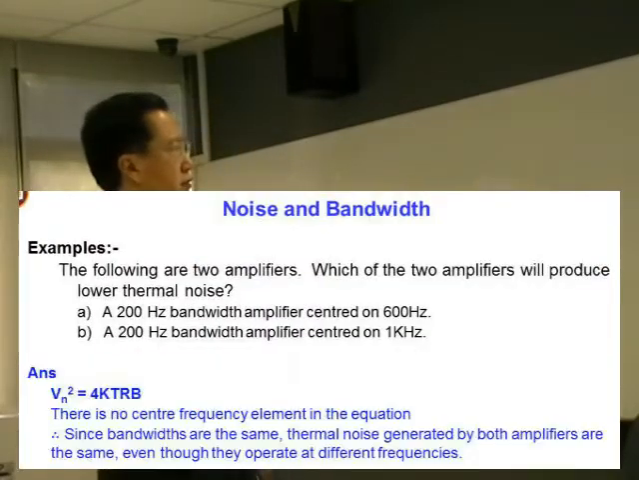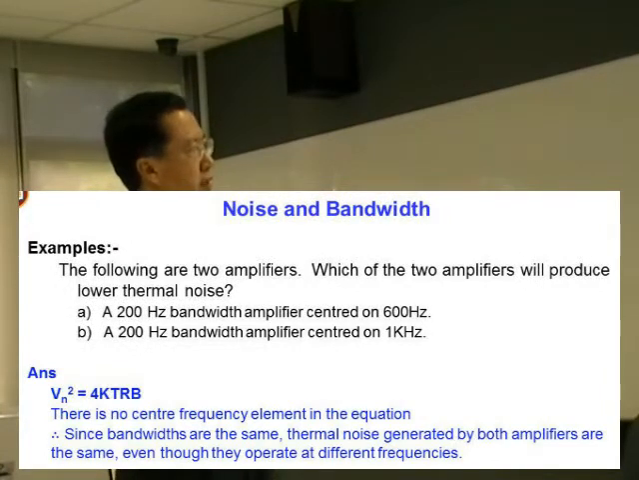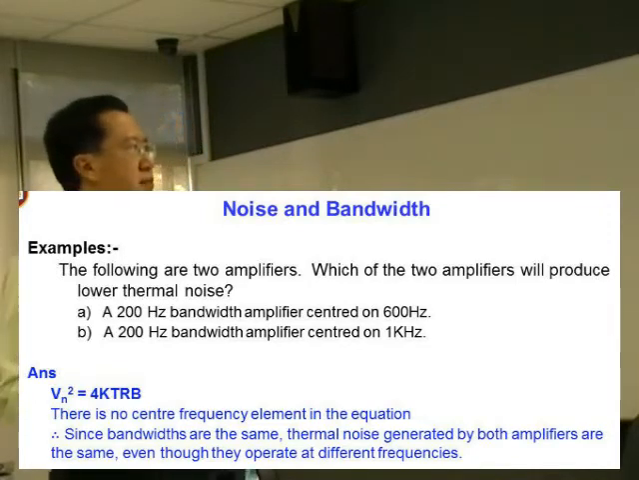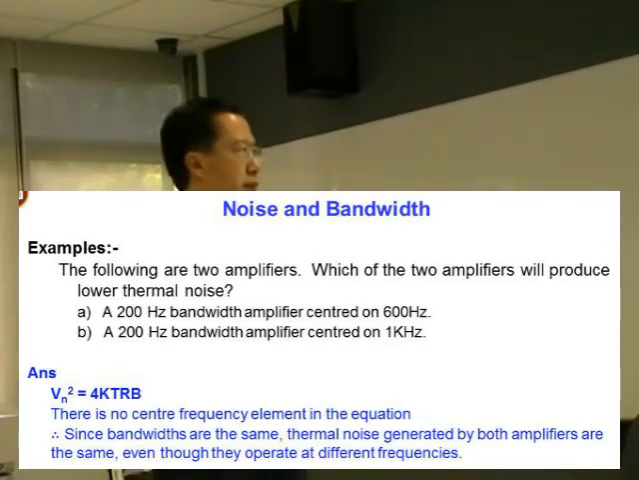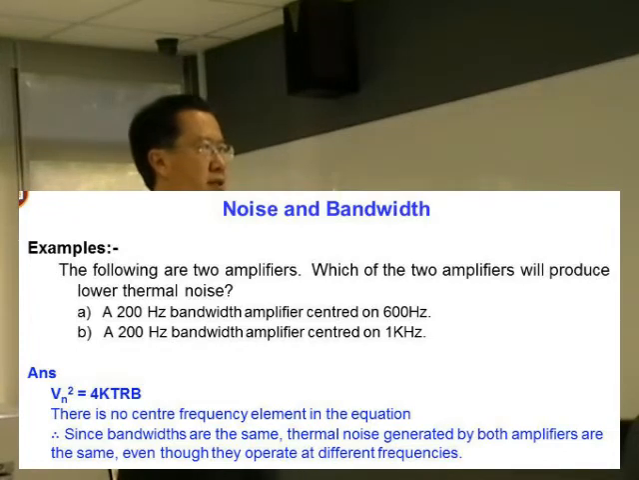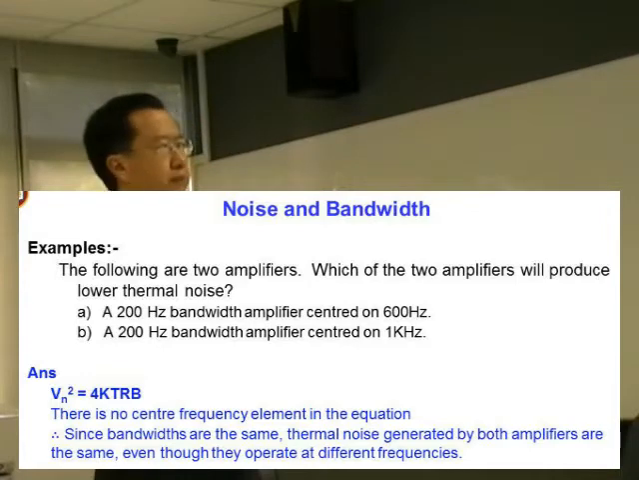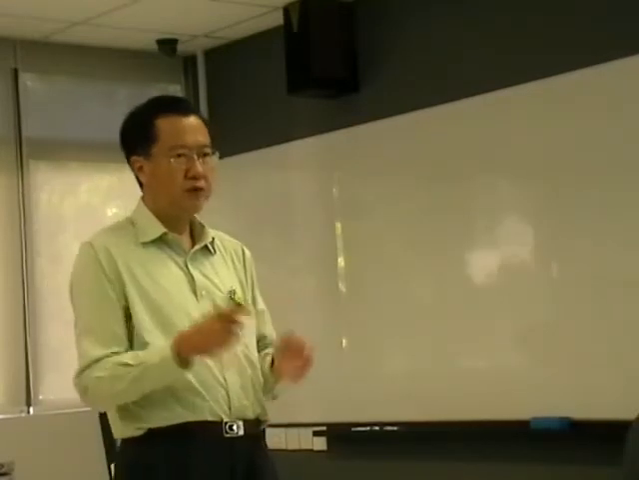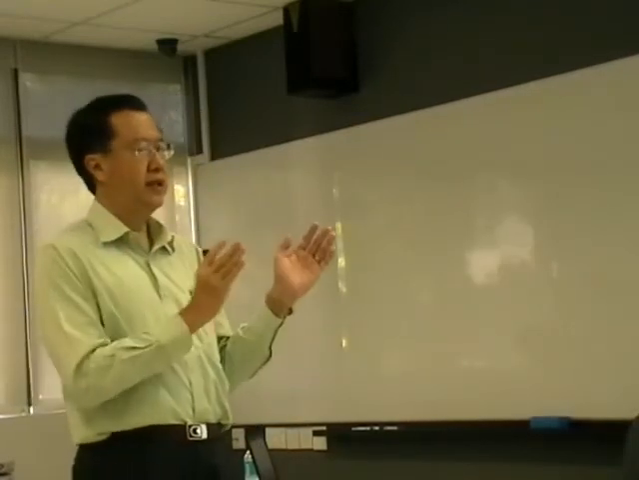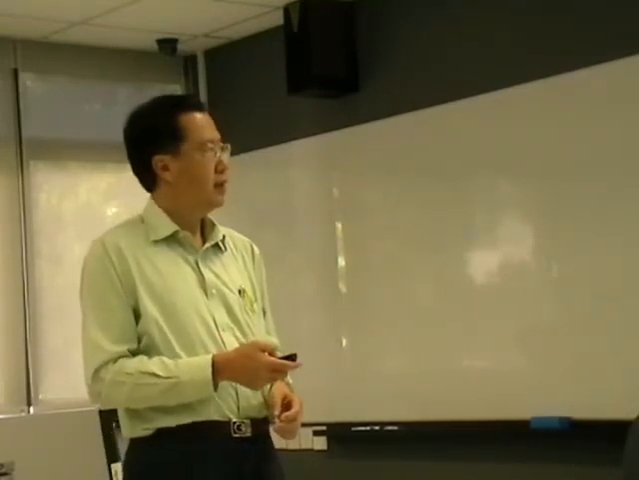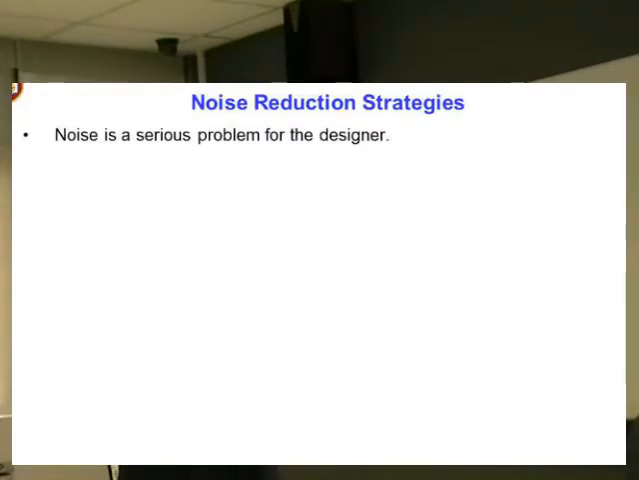Answer? If you look at the formula, Vn squared equals 4kTRB, there is no center frequency element in this equation, so it really doesn't matter. As long as the bandwidths are the same, the thermal noise generated by both these amplifiers will be the same, even though they are operating at different frequencies. The bandwidth is the same, so the noise that it sees will be the same.